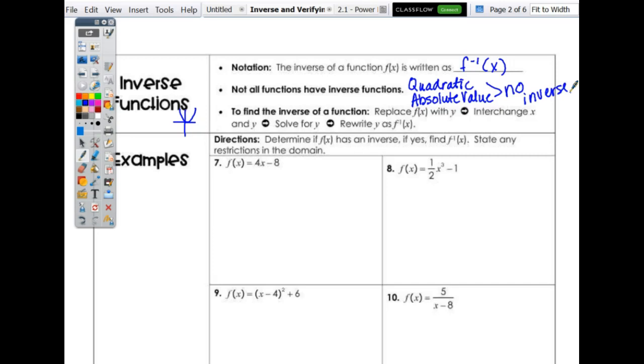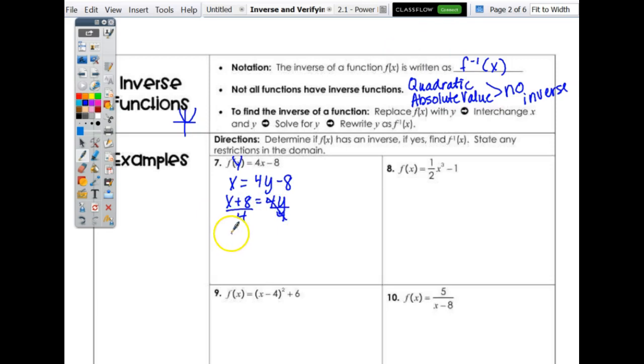So we did this last year. To solve for the inverse, we just switch the x and y and then solve for y. So since this is my y variable, I'm going to make this x. And once you switch the x and the y, you want to solve for y. So I'm going to add 8. And I'm going to divide by 4.